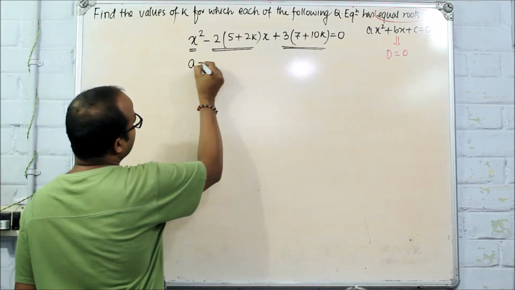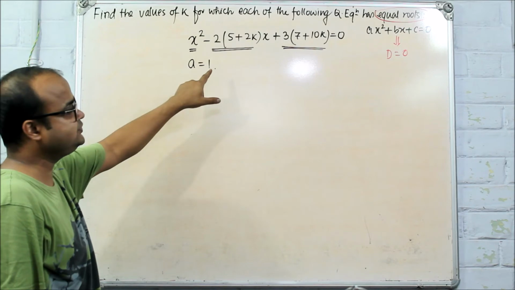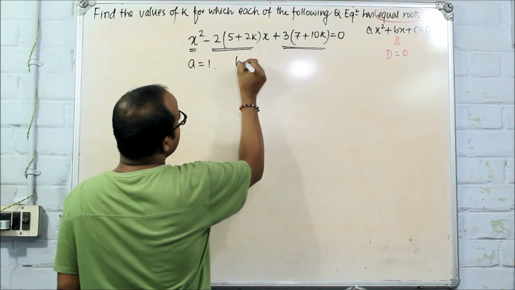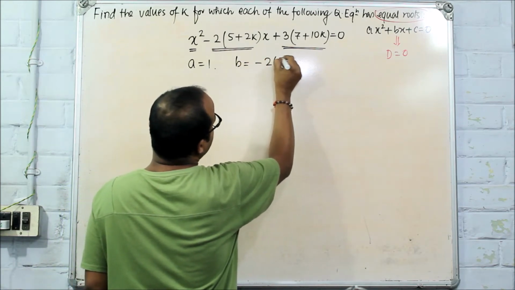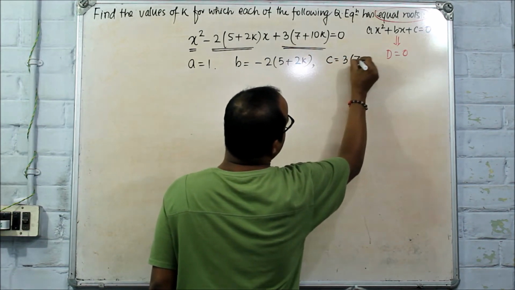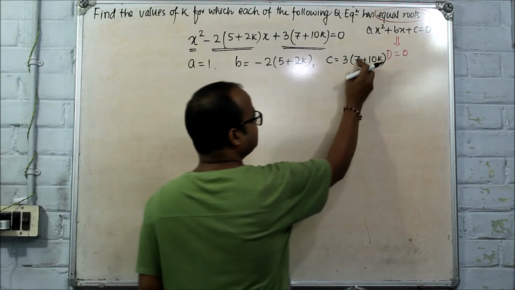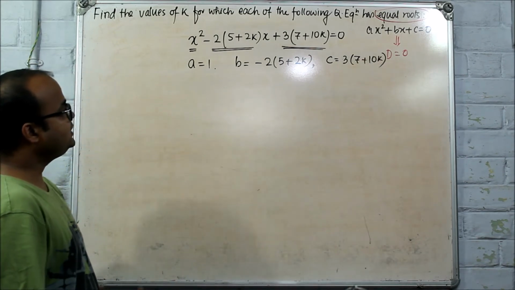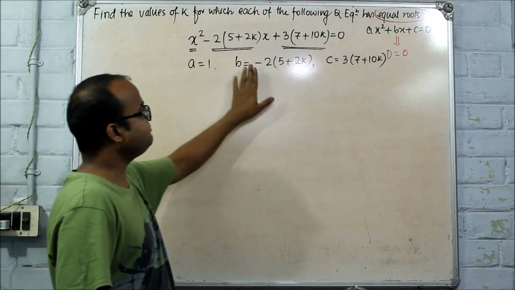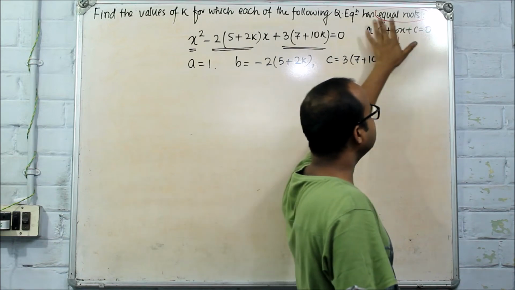So here a is equal to 1 because x square is there. So x square can be written as 1 into x square. So if you compare with ax square, a will be equal to 1. B is equal to minus 2 into (5 plus 2k) and c is equal to 3 into (7 plus 10k). So by comparing with ax square plus bx plus c is equal to 0, we will get the values of a, b and c. Now next, the condition is given that the quadratic equation has equal roots.